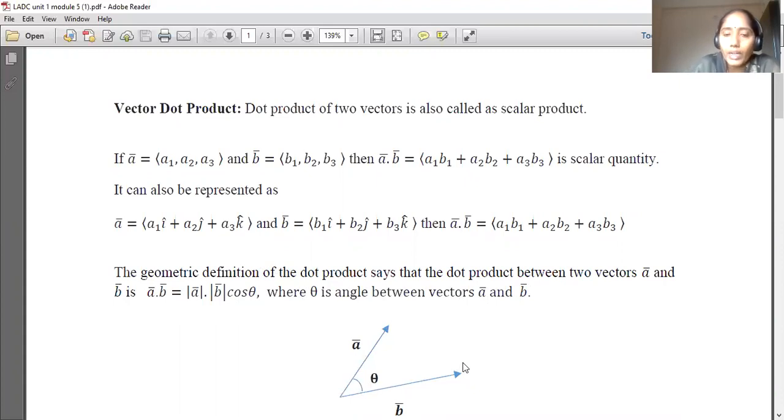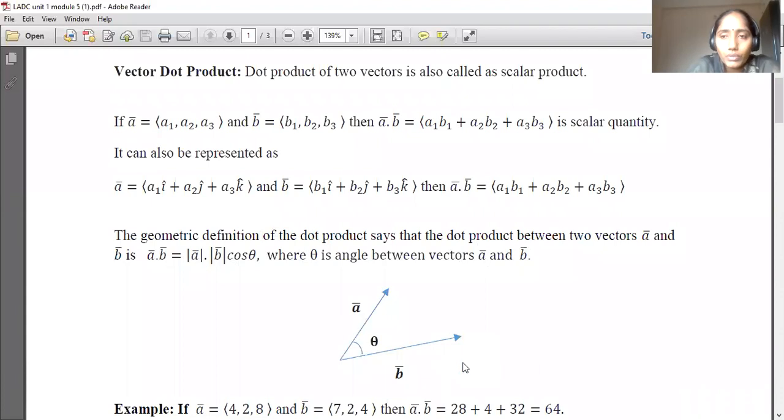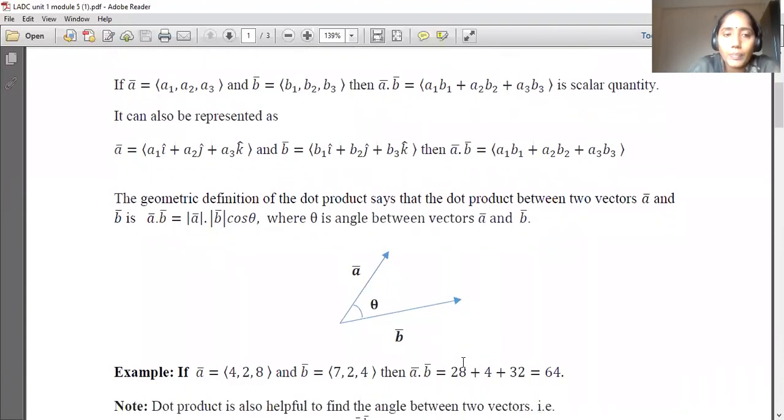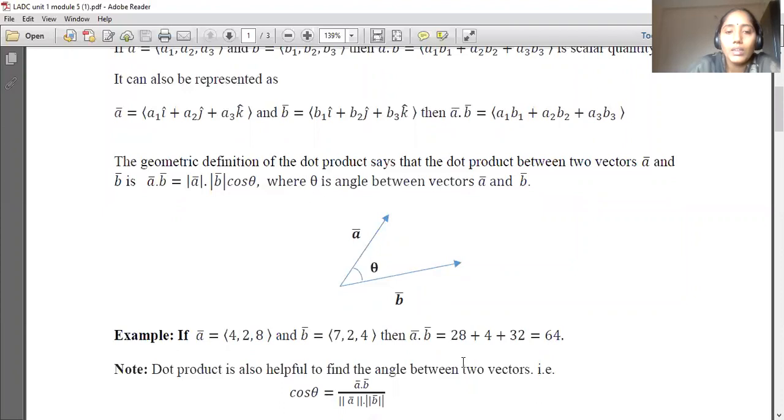If we need to find the angle between two vectors, we use this dot product. That is one of the applications of the dot product. For finding the angle between two vectors, cos theta is a bar dot b bar divided by modulus of a bar into modulus of b bar.